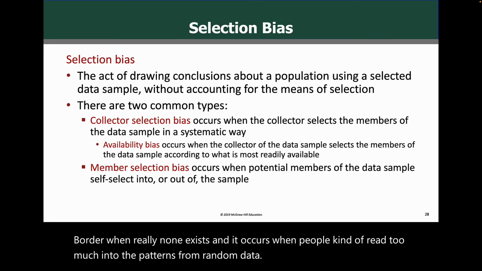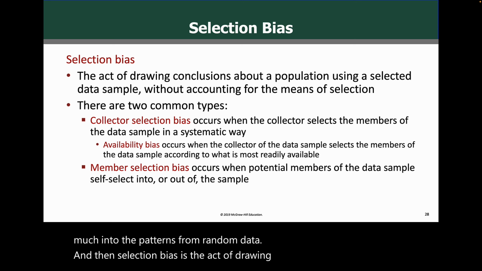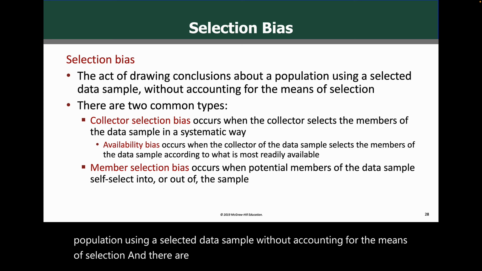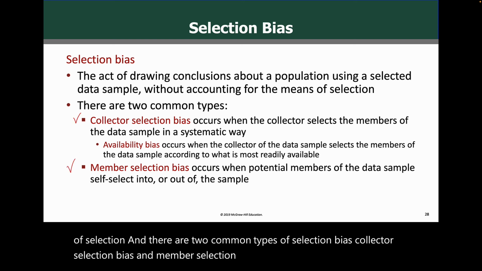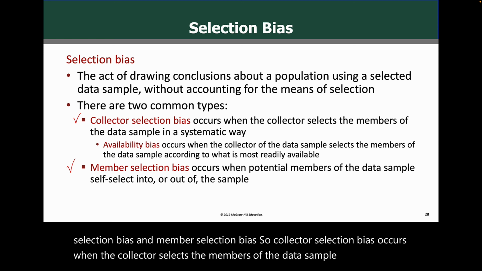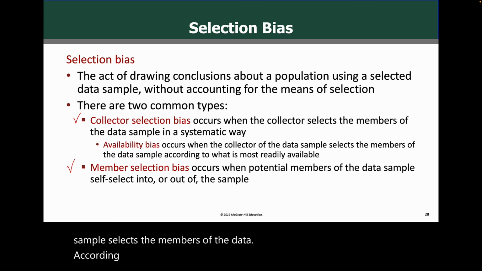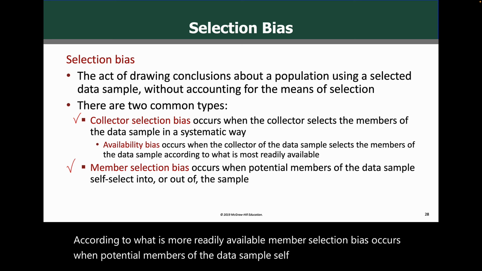And then selection bias is the act of drawing conclusions about the population using a selected data sample without accounting for the means of selection. There are two common types of selection bias: collector selection bias and member selection bias. Collector selection bias occurs when the collector selects the members of the data sample in a systematic way. Availability bias occurs when the collector of the data sample selects the members of the data according to what is more readily available. Member selection bias occurs when potential members of the data sample self-select into or out of the sample.